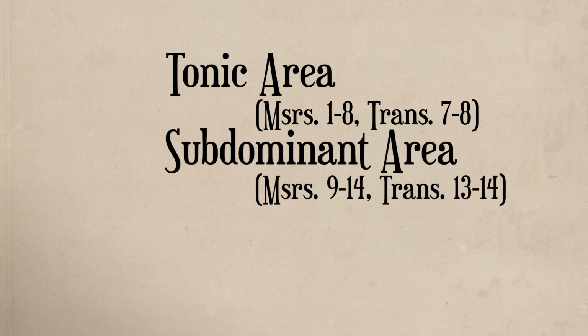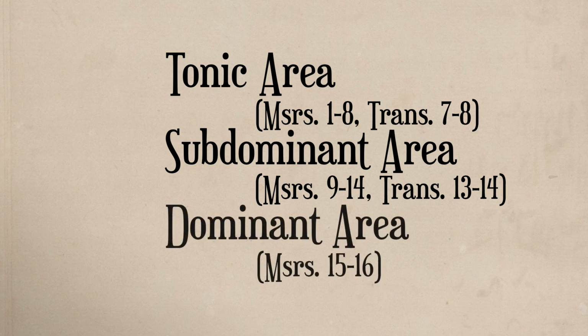Measures 1 through 8 are focused on the tonic area, with a transition to the subdominant area occurring on measures 7 and 8. Measures 9 through 14 are oriented on the subdominant area, with a transition to the dominant area occurring on measures 13 and 14. And lastly, measures 15 and 16 are focused on the dominant area, which ultimately leads back to the tonic area.